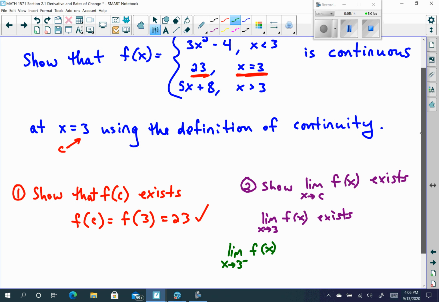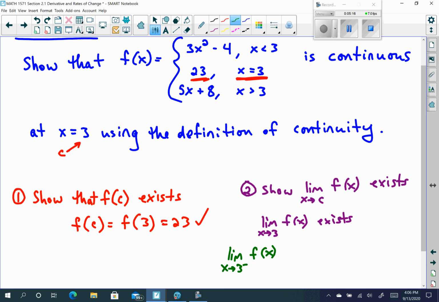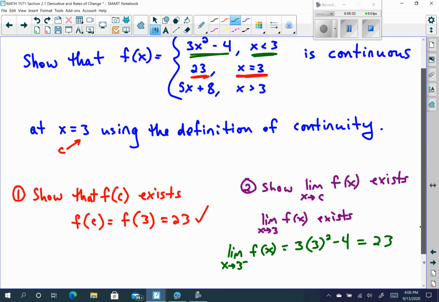So if I go back up to my piecewise function, if we're approaching 3 from the left, we're using this inequality, so we're using this expression. So we could just do direct substitution. 3 times 3 squared minus 4. 3 squared is 9 times 3 is 27 minus 4 is 23.